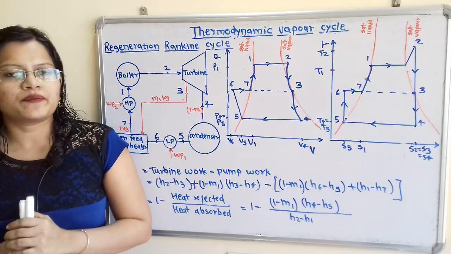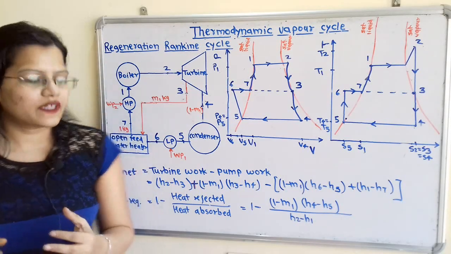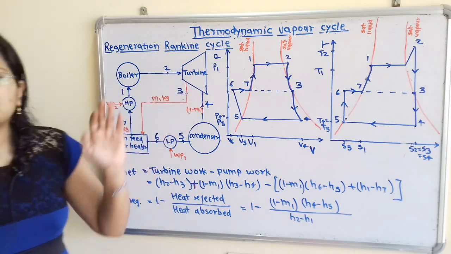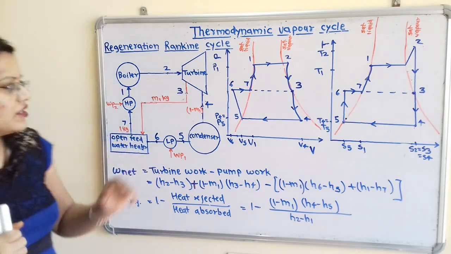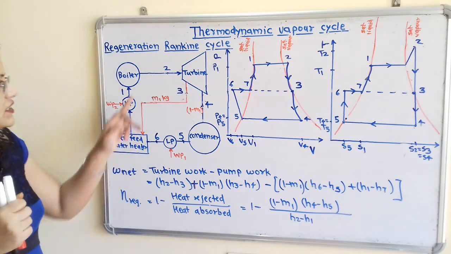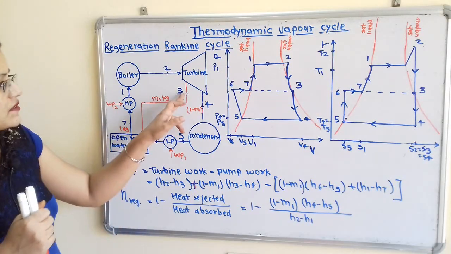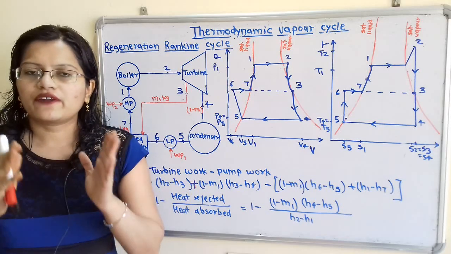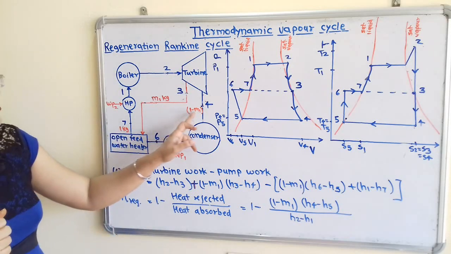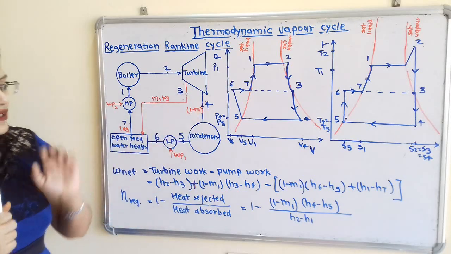Now we will understand important formulas with the help of the diagram. We will calculate net work done. So net work done is equal to turbine work minus pump work. Now in the turbine, two times isentropic expansion is taking place. So during the process 2 to 3, we have to take the change in enthalpy, that is H2 minus H3. And for the remaining amount of working substance, during the process 3 to 4, again we have to take the change in enthalpy. But here the amount of working substance is 1 minus m1 kilogram. So we will take here (1 minus m1) multiplied by (H3 minus H4).